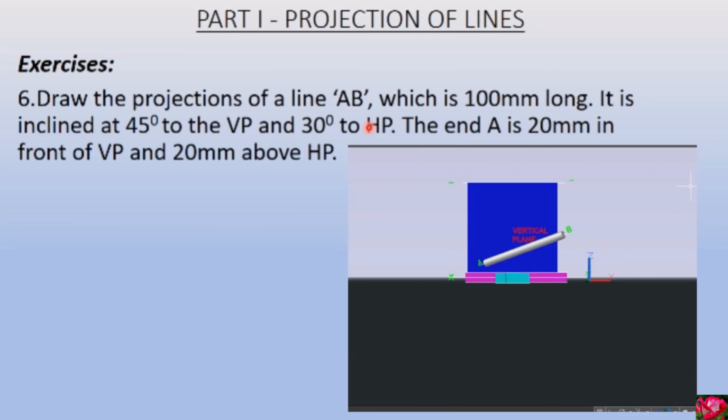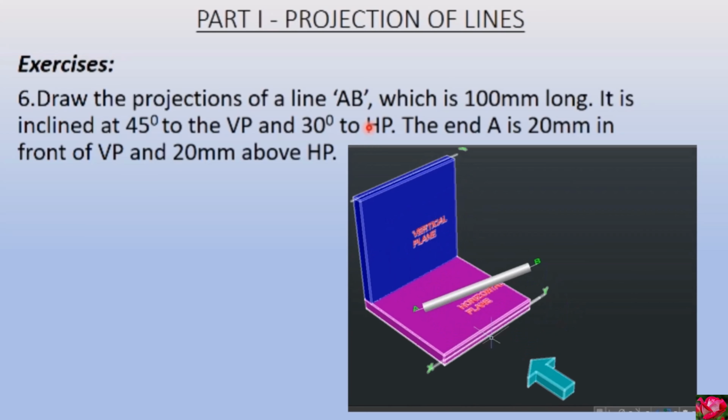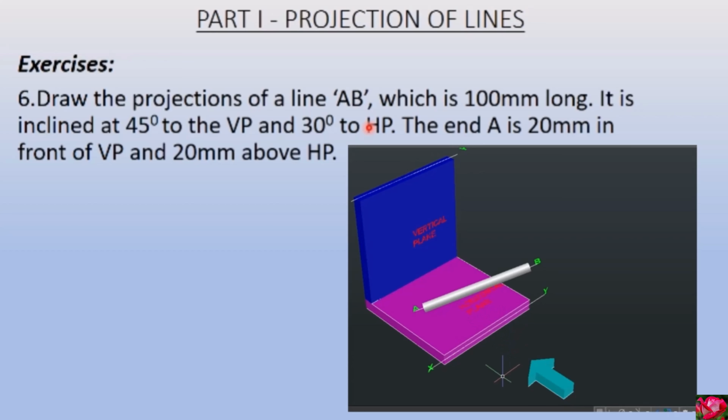So its position in the 3D space is something like this. We have to imagine like this, and accordingly we have to draw this in the drawing sheet. So one more time, it is inclined to both the planes. That means it is neither perpendicular nor parallel to both the planes. So we will draw its front view and top view now.